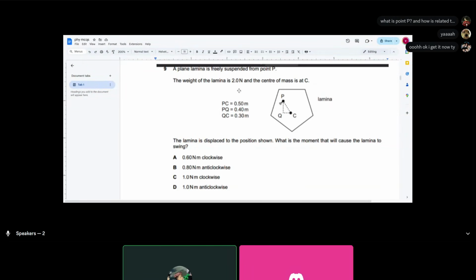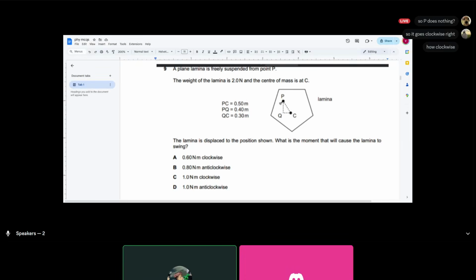Exactly. QC into 2, correct, because the weight of the lambda is 2 newtons. So 2 into 0.3 is 0.6. P is the pivot, correct. QC is the perpendicular distance. Okay, I'll move on to the next question. Did everyone understand? Point P is the actual pivot. QC is the perpendicular distance. It's A, correct. It's not 0.6 into 2, it's 0.3 into 2.